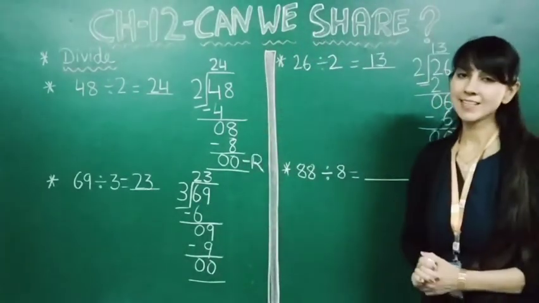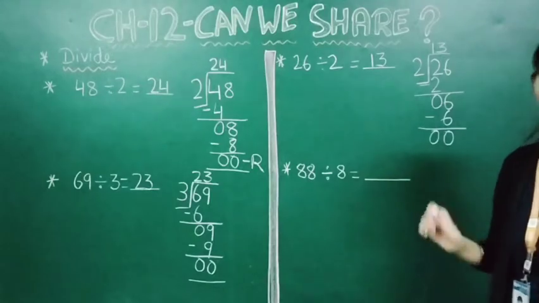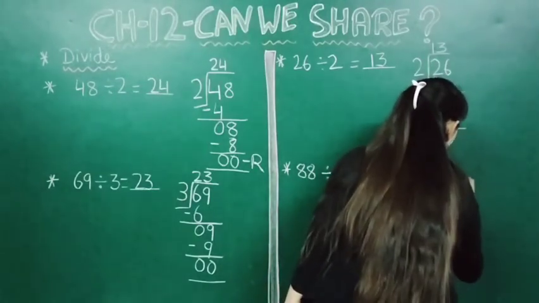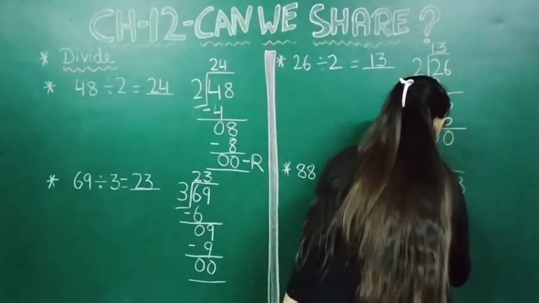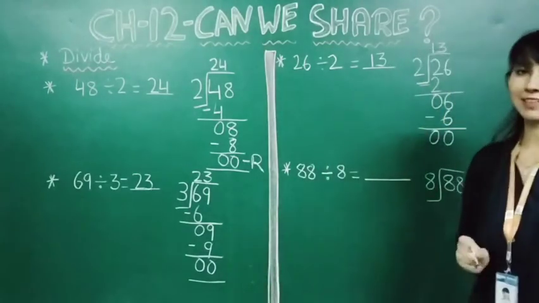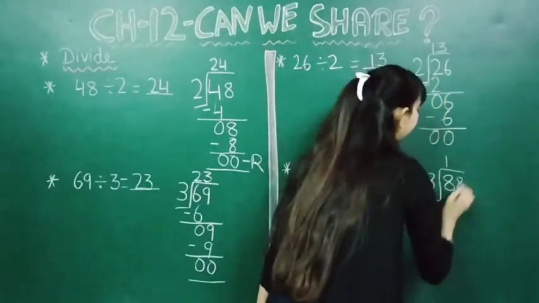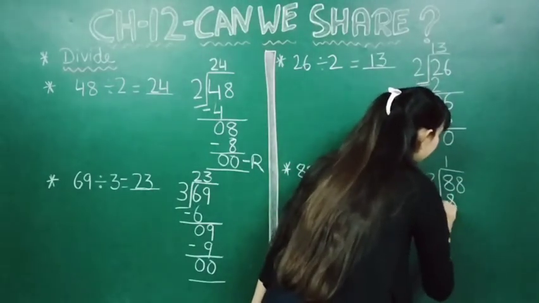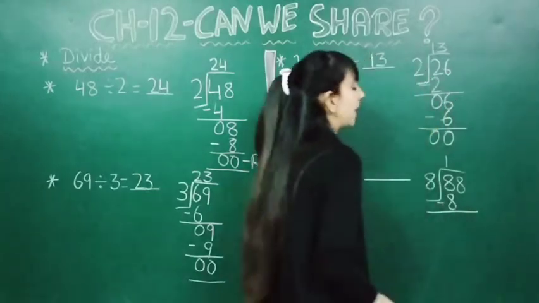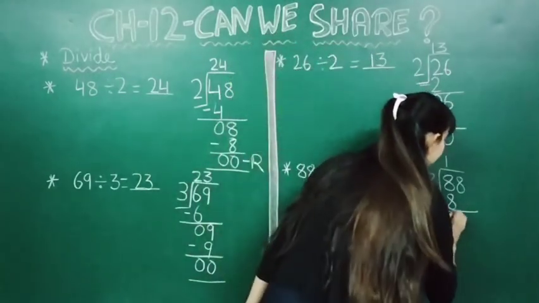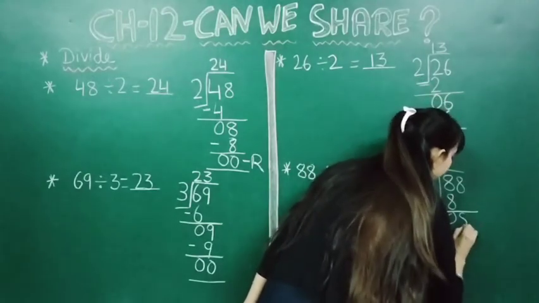Now let's see next. 88 divided by 8. Now let's do it. Now when 8 comes in table of 8, yes, 8 ones are 8. So here we will write 1 and here we will write 8. Now we will just subtract it. Now 8 minus 8, yes, you will get 0. And this 8, you will just bring down.